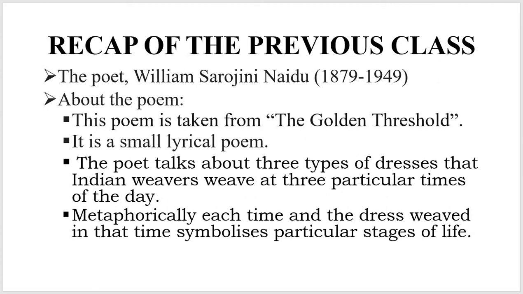About the poem. The poem has been taken from the poetry anthology The Golden Threshold, written by Sarojini Naidu and published in the year 1905. It is a small lyrical poem consisting of 3 stanzas having 4 lines each and rhyming couplets in each stanza. The rhyme scheme of the poem is AA, BB, CC, DD, EE and FF.